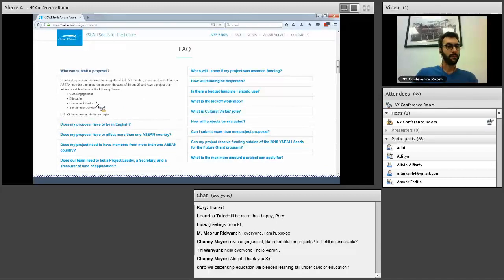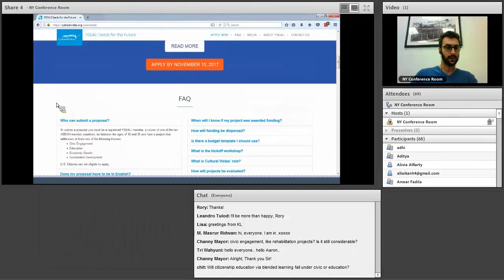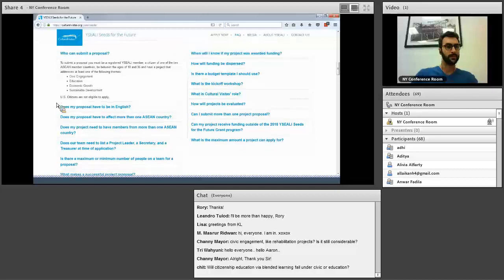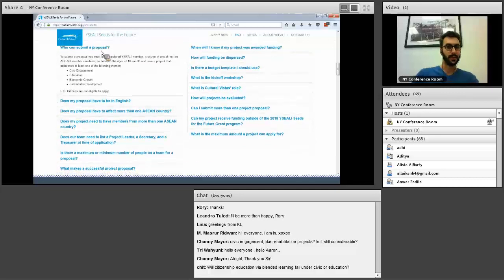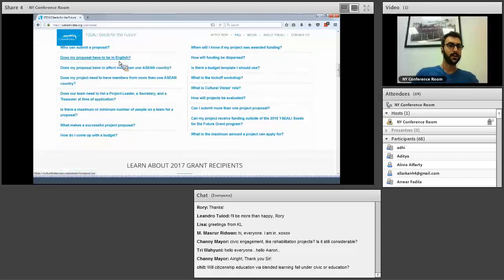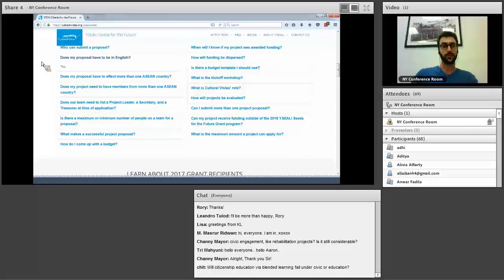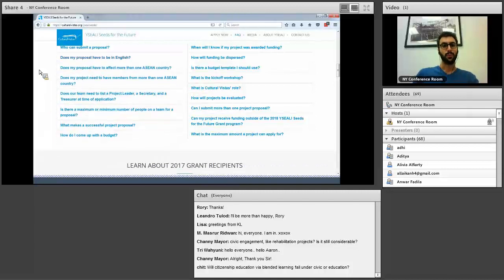So make sure on the application, we're going to go through this, but you'll see that it asks you to choose which YSEALI theme you're under. This will help us and help you to really submit your proposal and see how it'll be graded. Does your proposal have to be in English? Yes. Does your proposal have to affect more than one ASEAN country?